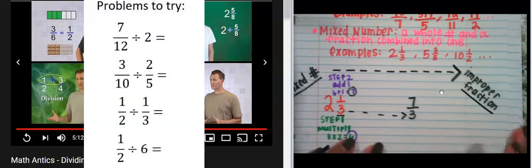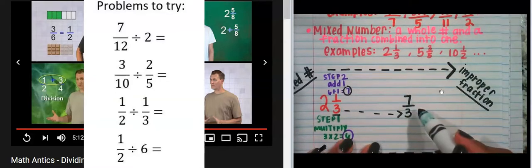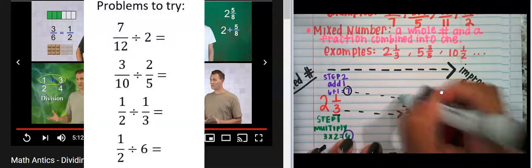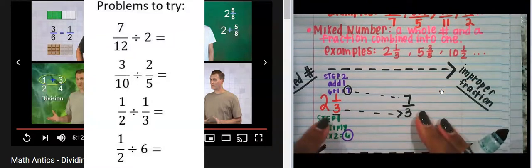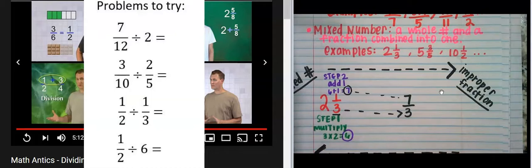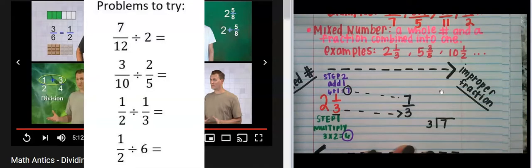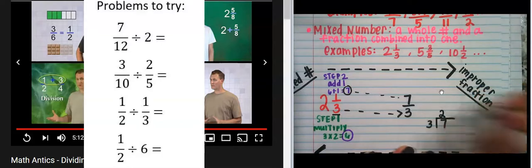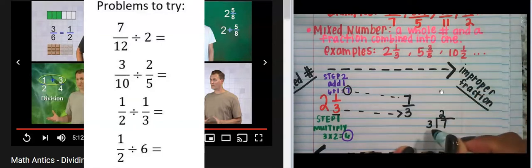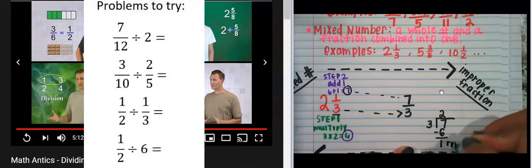So now, how do I get back from this number back to this number? Well, simply, I'm going to use long division. So 7 divided by 3. How many times can 3 go into 7? It would have to be 2 times. 2 times 3 is 6. I go ahead and subtract. 7 minus 6 is 1. So our remainder is 1.